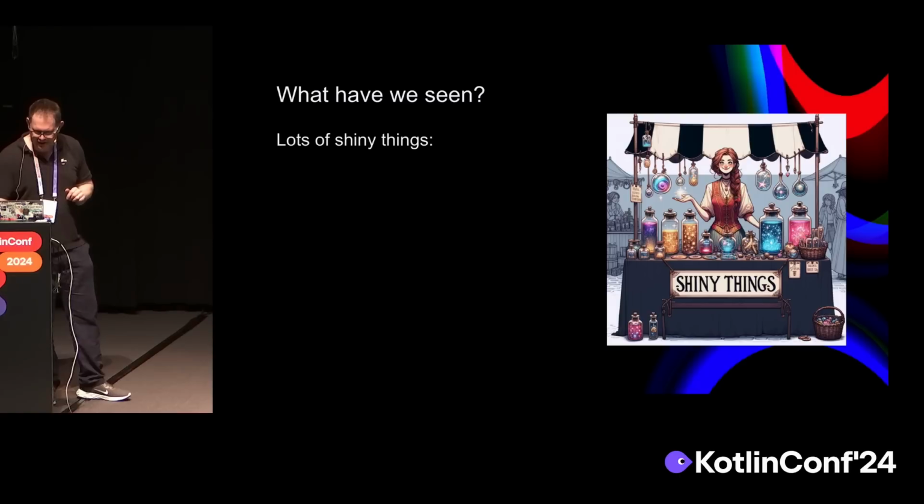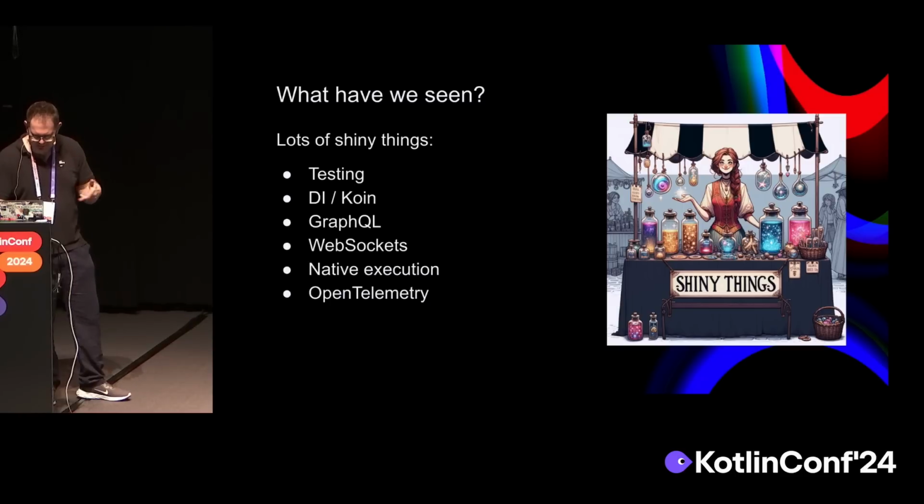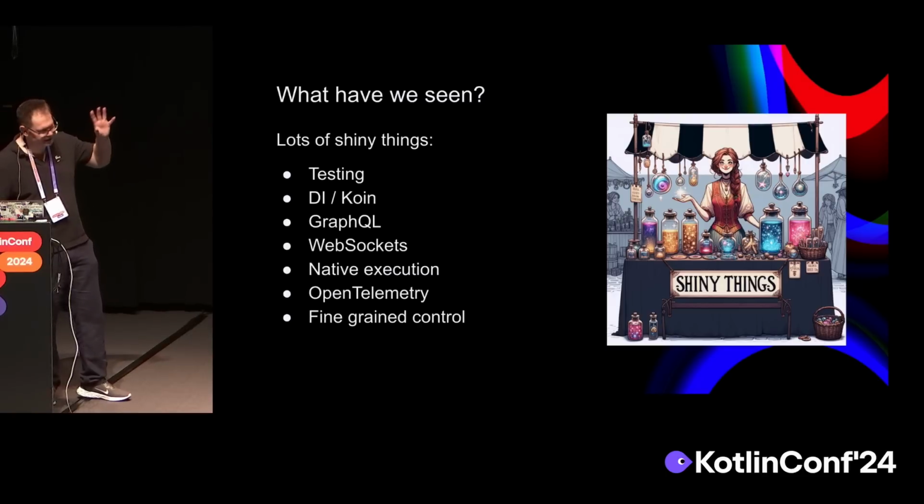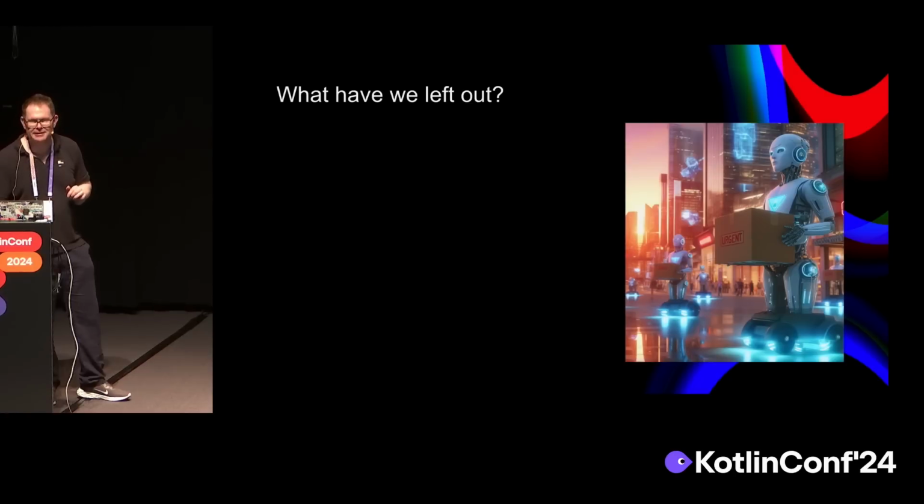So that's it. We have seen an awful lot of shiny things. We've seen testing, DI with Koin, GraphQL, WebSockets, native execution, inclusion of instrumentation with OpenTelemetry, and we finished with the basics again, fine-grained control, taking charge of retries.